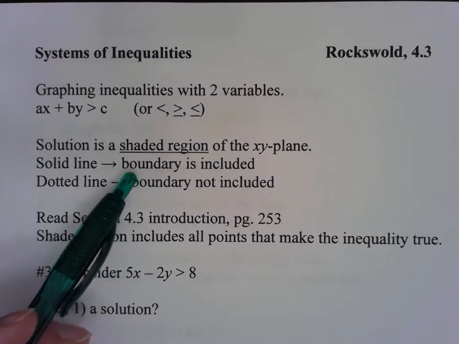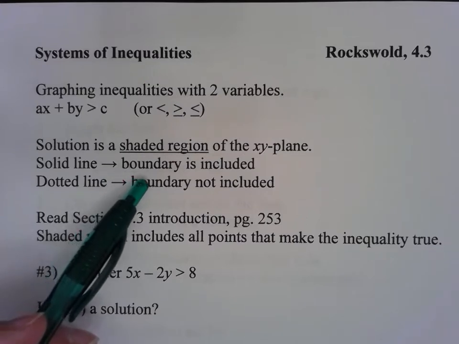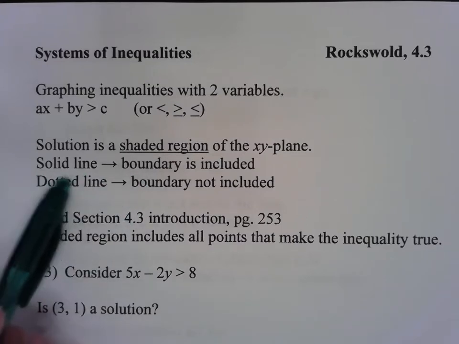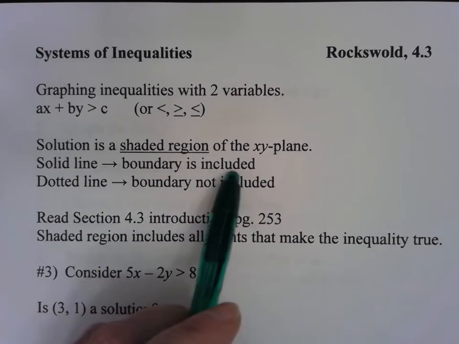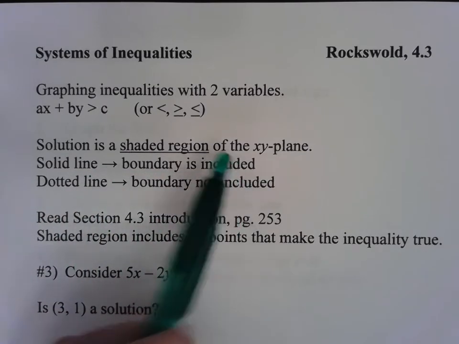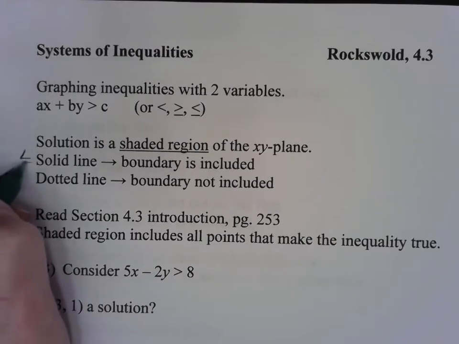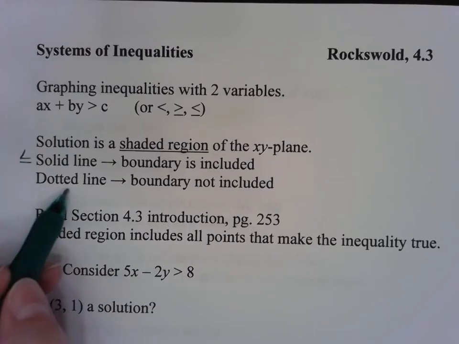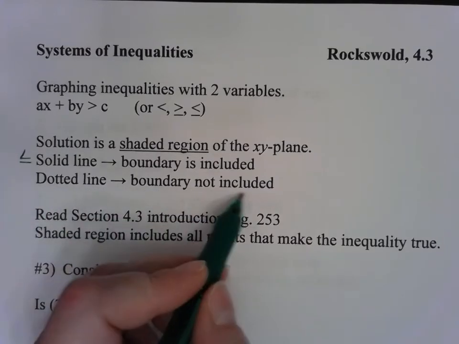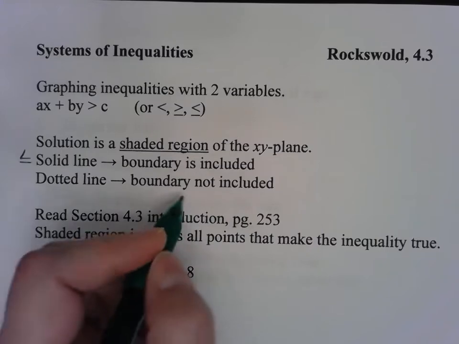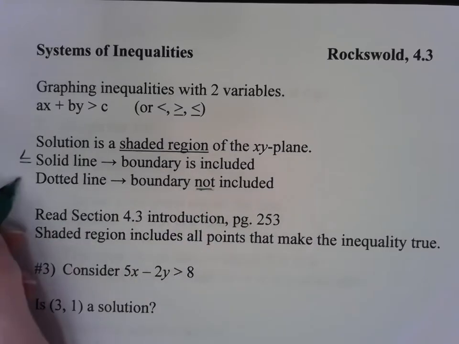So the equivalent of that in 2 dimensions is we're going to draw a solid line if the boundary is included. That's going to be when we have the equals bar, the less than or equal to, or the greater than or equal to. And then we're going to use a dotted line when the boundary is not included. So if we just have the less than or just the greater than, no equals on the bottom.